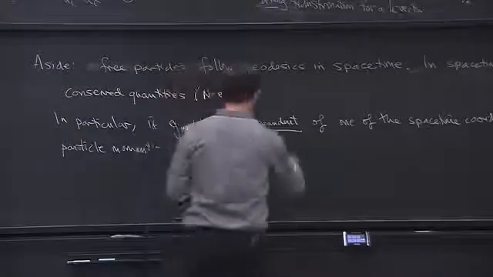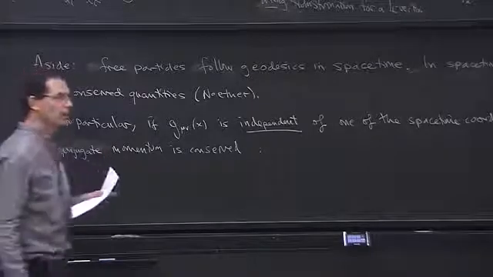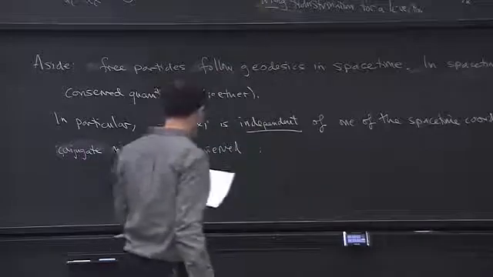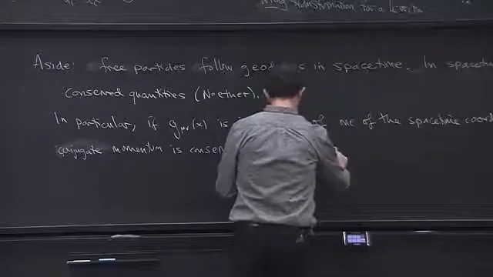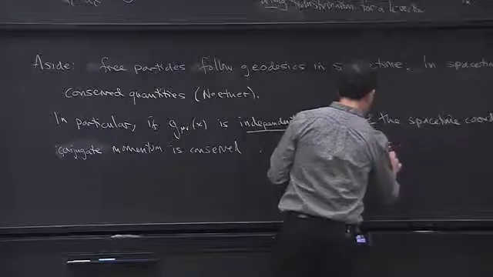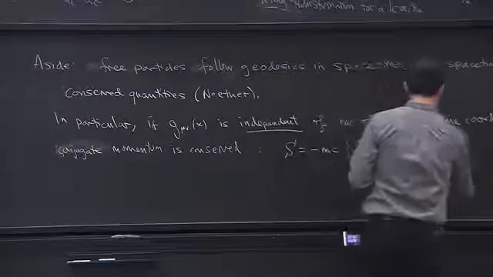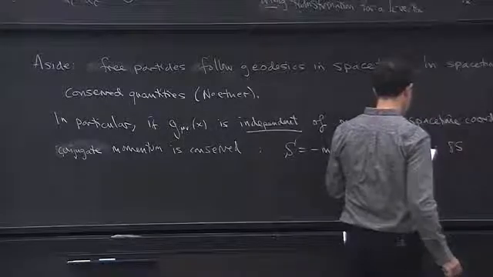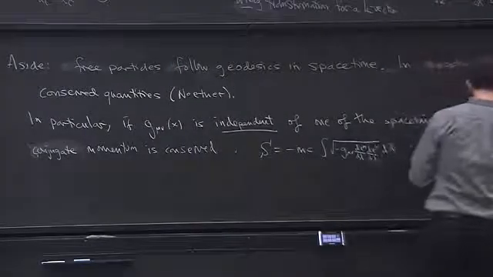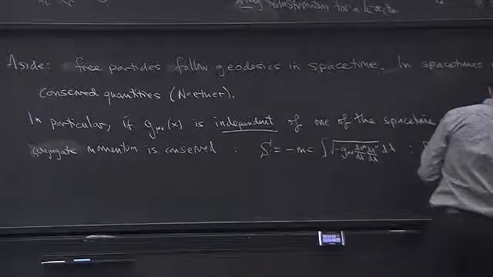Okay, so let me just say what I mean by that. In fact, more correctly, the corresponding conjugate momentum. In Lagrangian or Hamiltonian dynamics, the momentum is defined as the derivative of the action with respect to the velocity. So we have S equals minus mc integral of the square root of g mu nu dx mu d lambda dx nu d lambda, d lambda. And so delta S is equal to mc integral g mu nu dx mu d tau d delta x nu d tau.